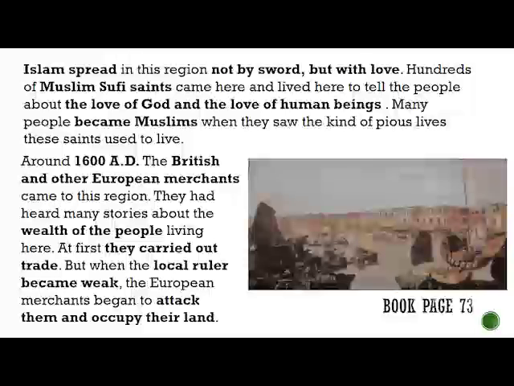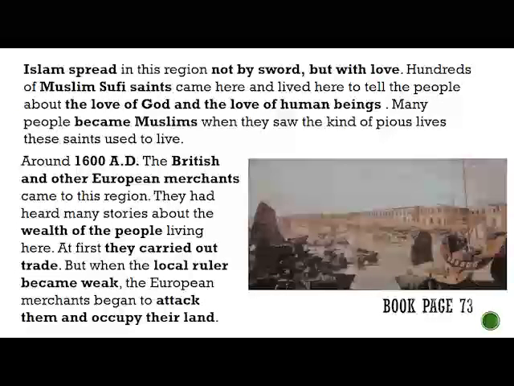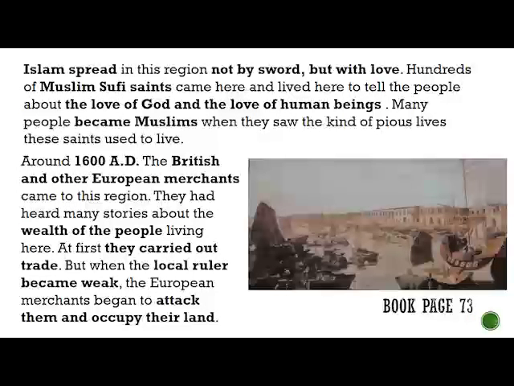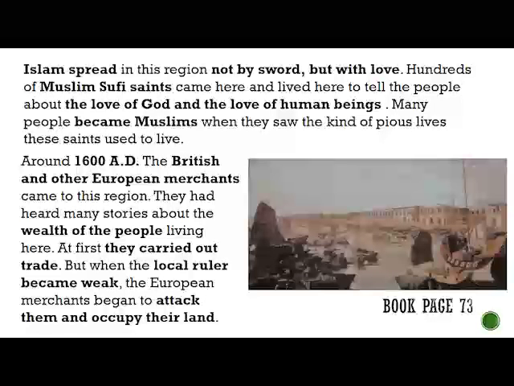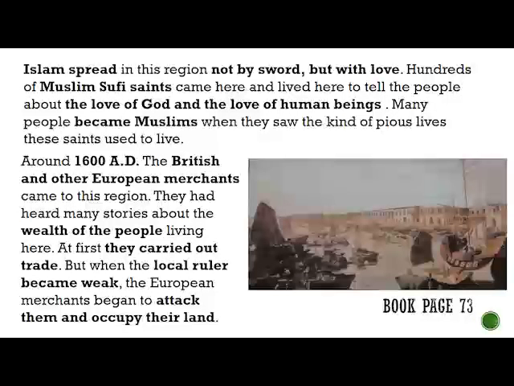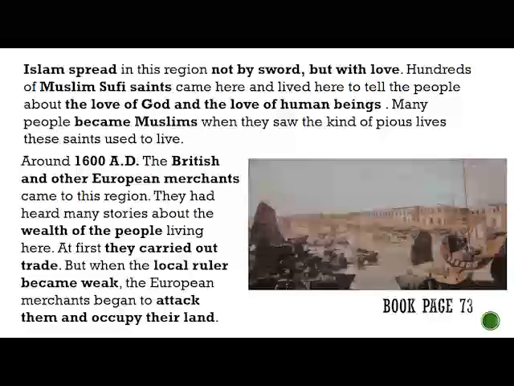So they thought that they would only carry out trade first, and once they got the chance they would capture the subcontinent. तो उन्होंने पहले trade करना शुरू किया and when they saw that the Muslim rulers were getting weaker, they started attacking and capturing the land.